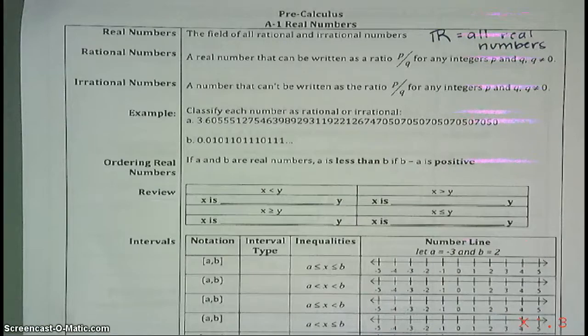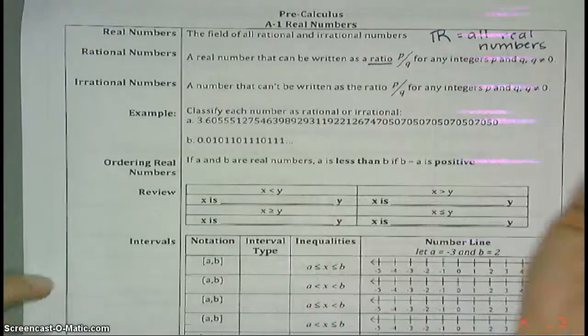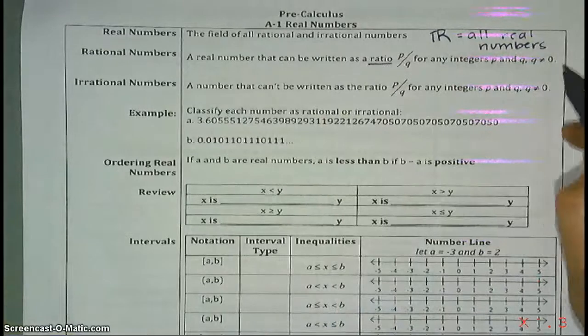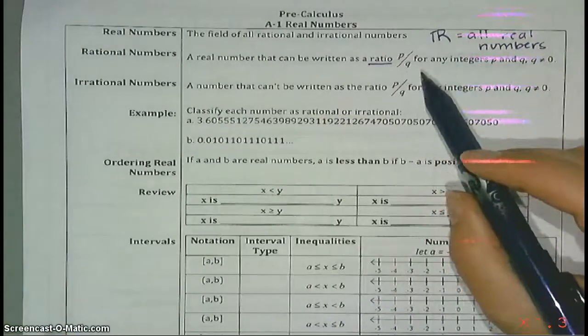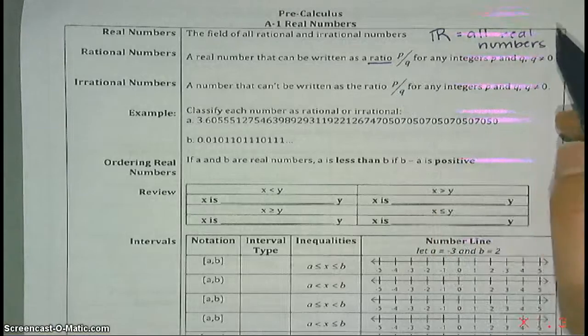Rational numbers, so those are going to be numbers that you can write as a ratio. A ratio is kind of like a fraction, where P is over Q. Q is not going to equal 0. We're going to talk about that a little bit later. You can't have a denominator that's equal to 0.